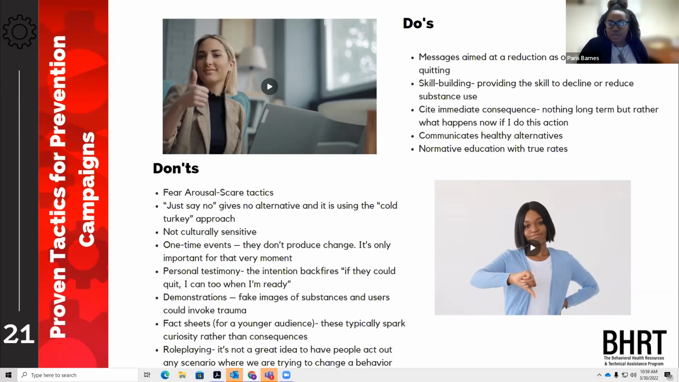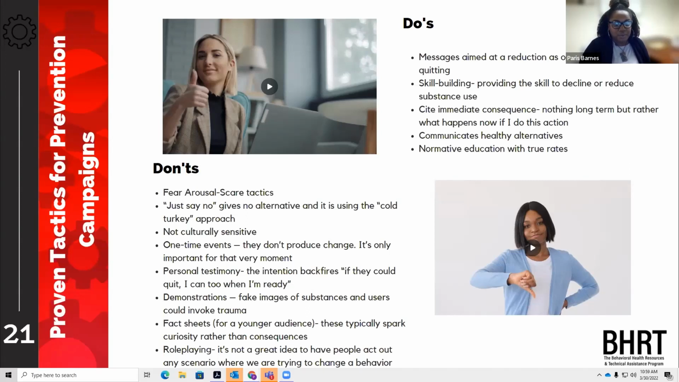We also want to make sure that we communicate healthy alternatives. And then normative education with true rates. We shouldn't be exaggerating the facts about anything because at the end of the day, everybody is going to Google that fact and tell you you're wrong. So it's always best to make sure that we give true rates and true facts about exactly what's going on.